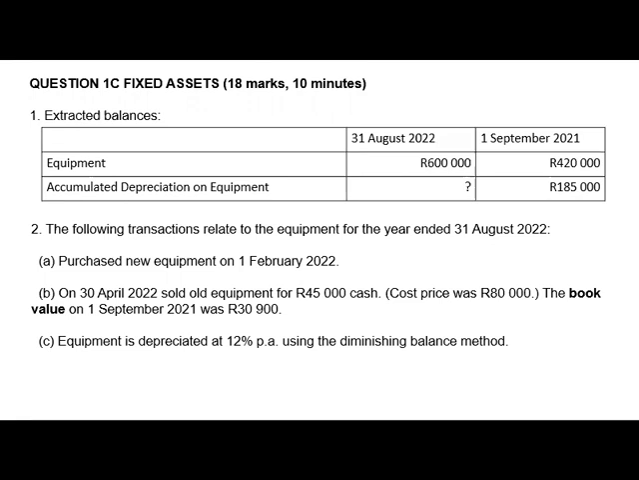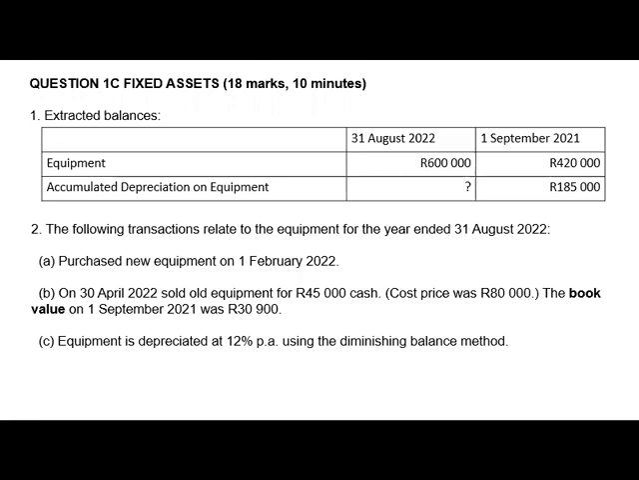I'm continuing with question one, IEB, November 2022. And question 1C, it's all about fixed assets. They gave us information about our tangible assets from the beginning of the year, which was the 1st of September 2021, to the end of the year, which is the 31st of August 2022.